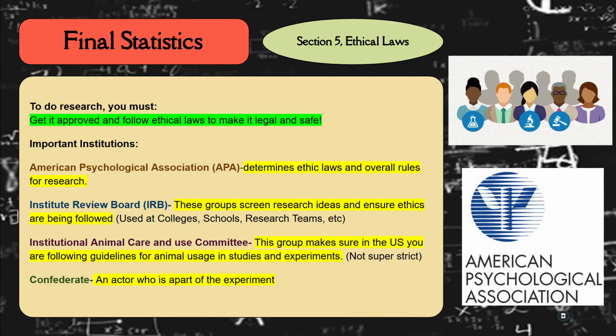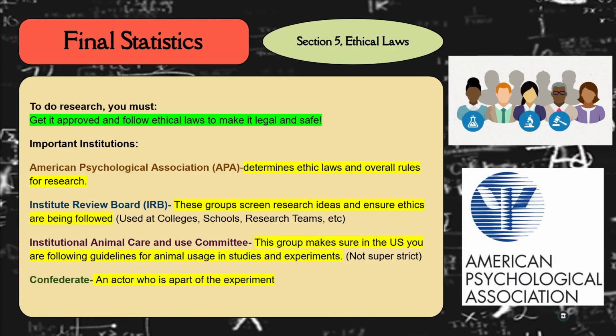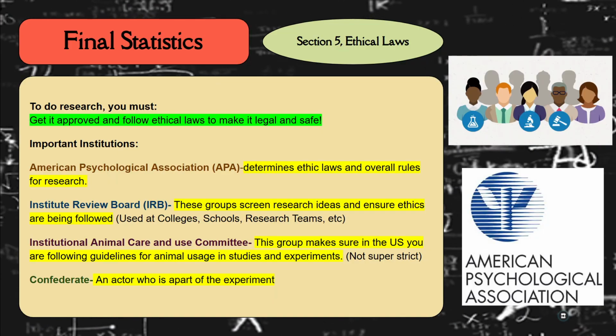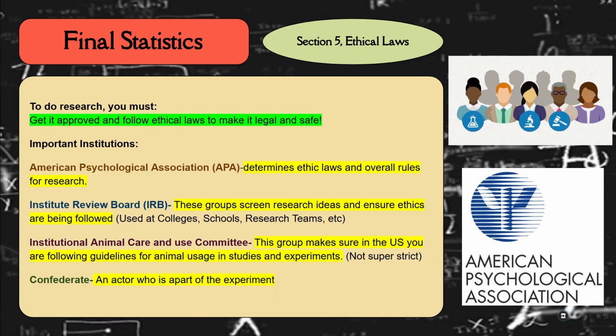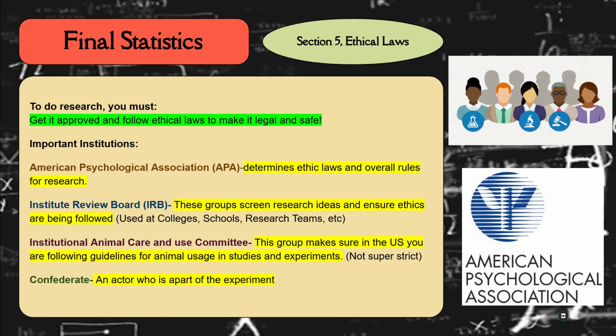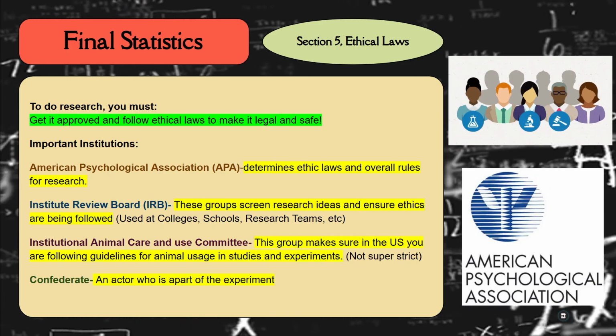All right, ethics, and we're done. The APA, the American Psychological Association, determines a lot of the ethics laws and the overall rules for research. The IRB handles a lot more of the small-scale research ideas from companies, colleges, and schools. The Animal Care and Use Committee makes sure that researchers are following guidelines for different animal usages in studies.